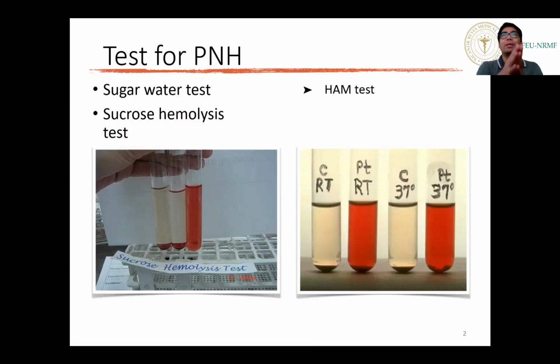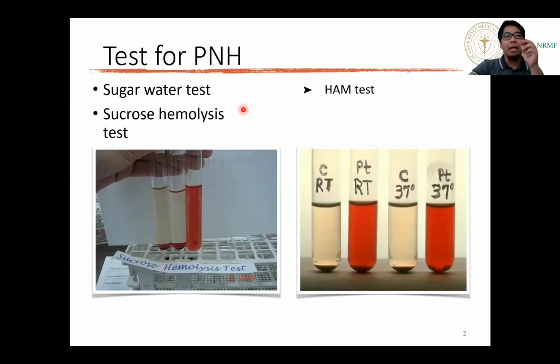Yan. Now, so what are the different tests? So meron mga confirmatory tests, meron tayong mga screening tests, no, for PNH. So one of the screening tests for PNH is known as the sugar water test. Then the confirmatory test will be the HAM test. HAM test is also known as acidified serum test. No? Tawag din dyan acidified serum test. Now, in other textbooks, the sucrose hemolysis test is somehow parehas lang ng sugar water test because the principle of these two tests ay almost the same.